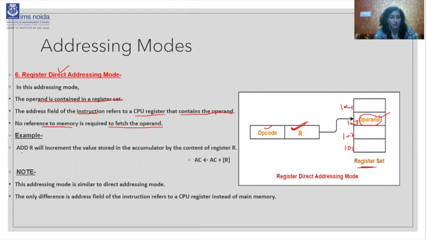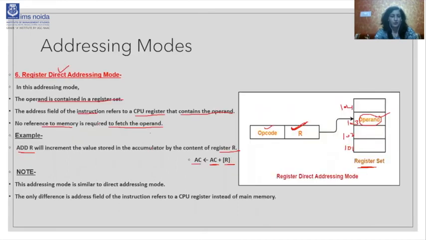As you can see here, this is also an example of register addressing mode. Suppose add R will increment the value stored in the accumulator by the content of R. Means you have to add the value of register R into the accumulator, and the value will be added into the accumulator. Clear? So this is register direct.